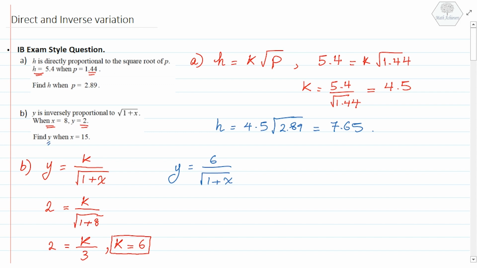Now we need to find y when the value of x is 15. So when x is equal to 15, I have y is equal to 6 over the square root of 1 plus 15. The square root of 16 is 4, 6 over 4, which is equal to 3 over 2. And by this, I could solve section B of my question by using the inverse proportionality between y and the square root of 1 plus x.